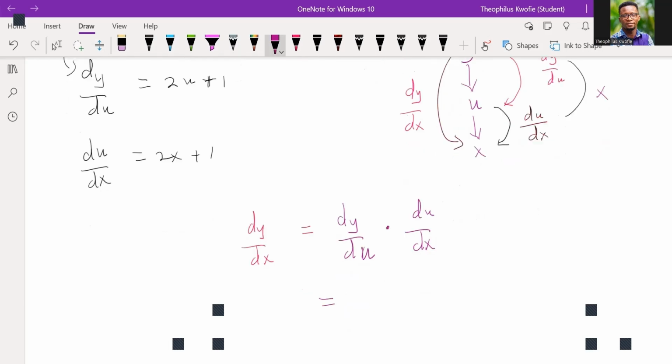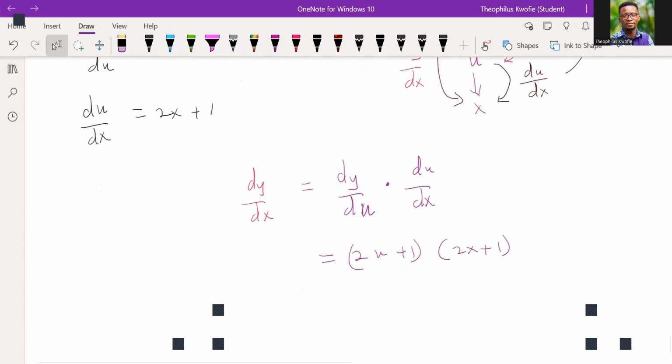Now, the question is, what is our dy/du? Our dy/du was 2u plus 1, and our du/dx was 2x plus 1. Now remember, because we are finding change in y with respect to change in x, it means that all your result has to be in terms of x, right?